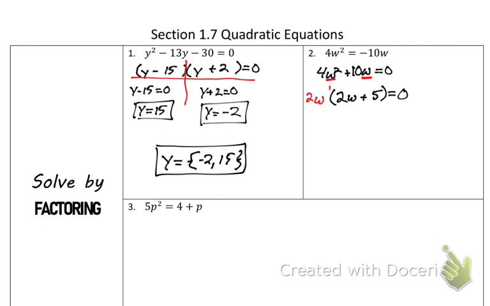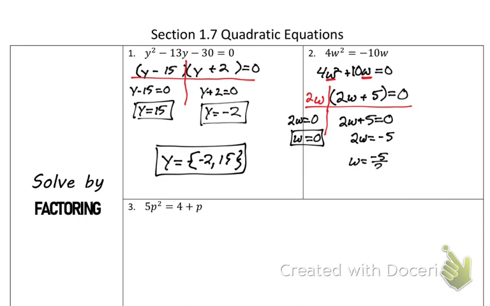Just like before, we're going to break these two things apart. That means either 2W equals 0. If that's the case, W would have to equal 0. Or 2W plus 5 has to equal 0. Well, I'd move the 5 to the other side using subtraction, which would be 2W equals negative 5. Divide both sides by 2, and we'll have W equals negative 5 over 2.